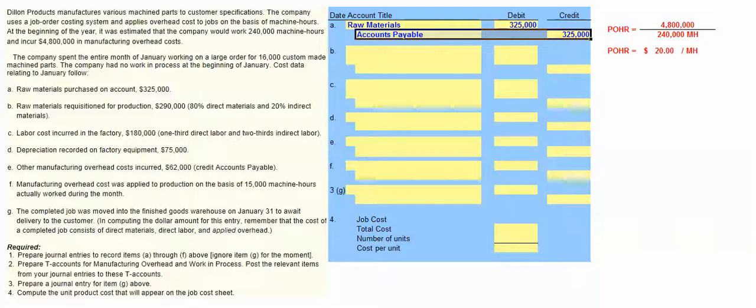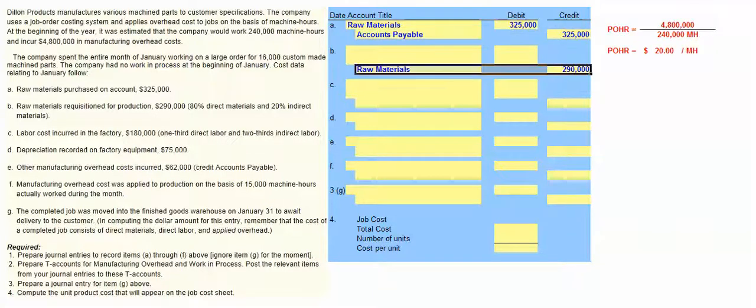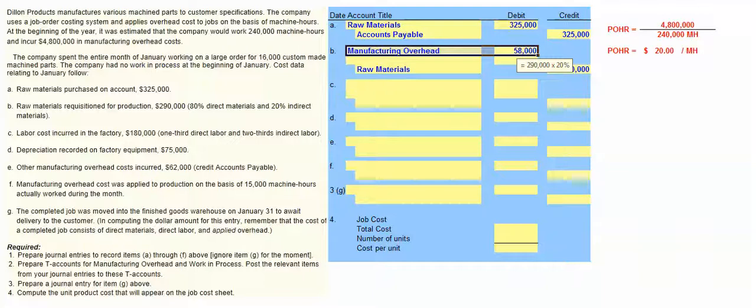Next, we're told that raw materials requisitioned for production were $290,000. When we take materials out of raw materials, we'll do this with a credit. So we'll credit raw materials inventory for $290,000. We're told that 80% of these materials were direct materials and 20% were indirect materials. So our indirect materials will get charged to manufacturing overhead, and that will be the $290,000 times 20%. We will then debit work in process for $232,000. This is the direct materials, which is our $290,000 times 80%.